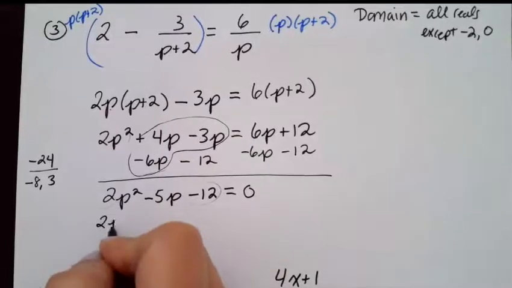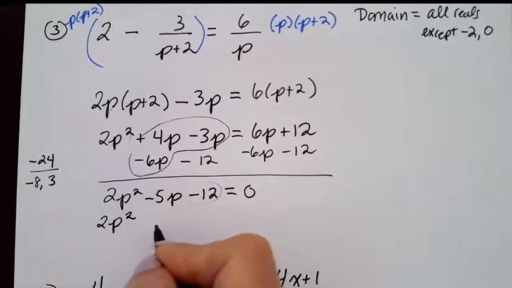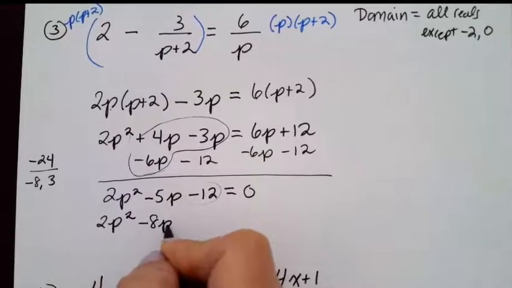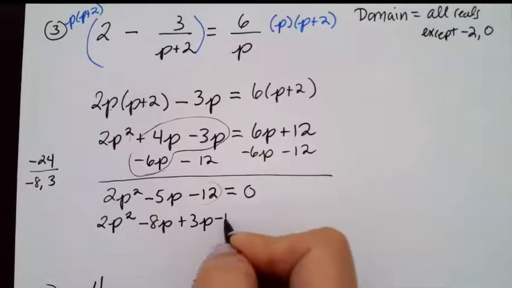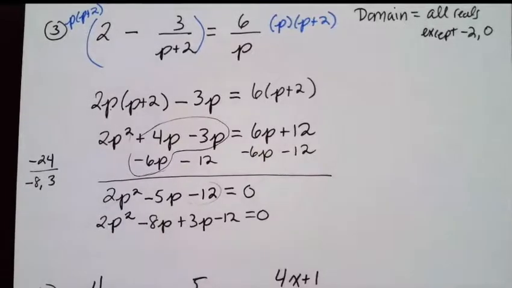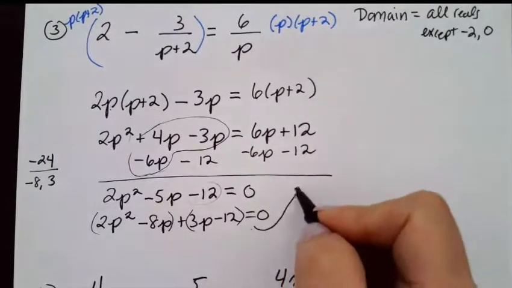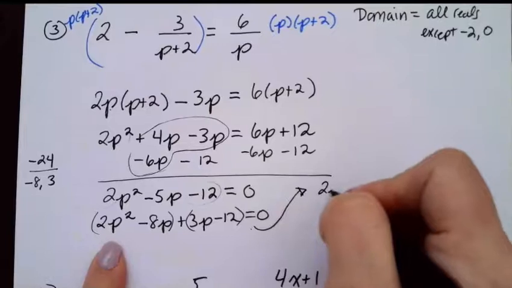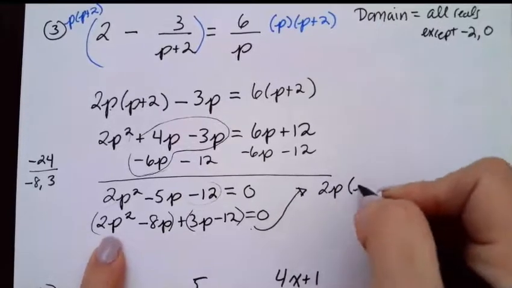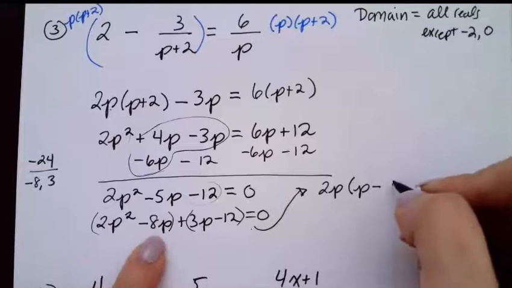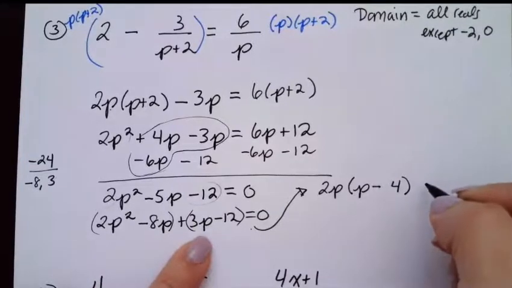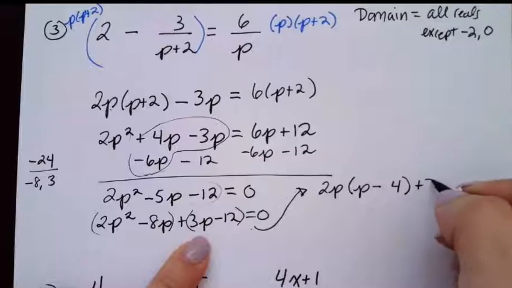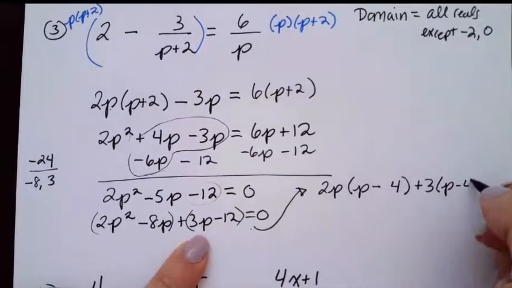So I'm going to use that to write my polynomial in 4 terms. 2p squared minus 8p plus 3p minus 12 equals 0. Now I can factor the first 2 terms and the second 2 terms. I'm just going to move this up here for some space. My GCF for the first 2 terms would be 2p. And when I factor out a 2p, I'm left with p minus 4. For the second group, my GCF is 3. And I'm left with p minus 4 again.